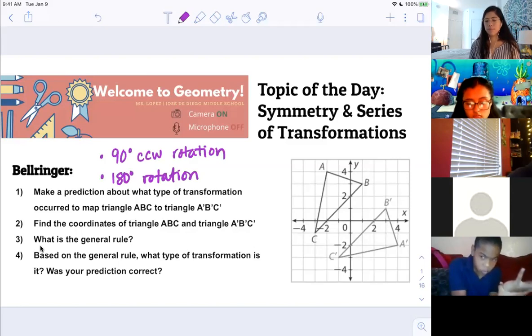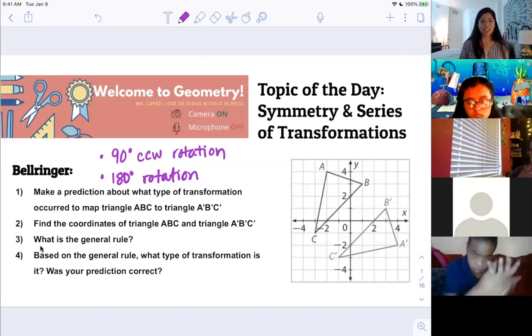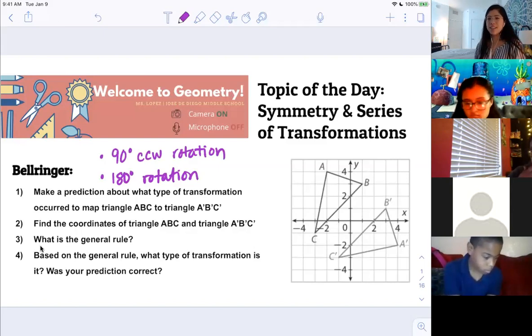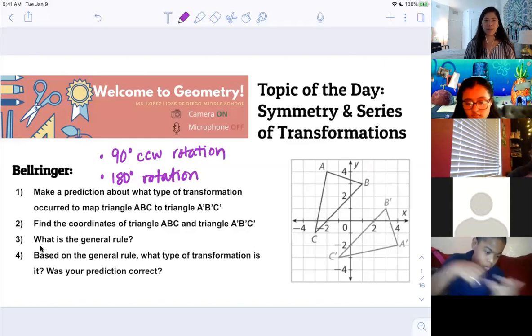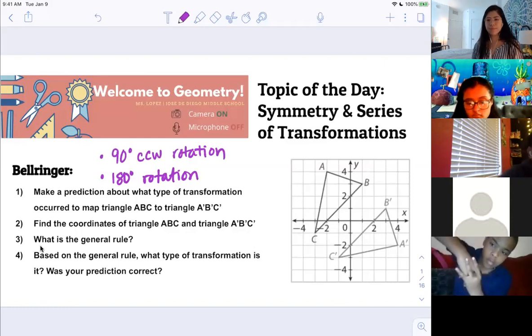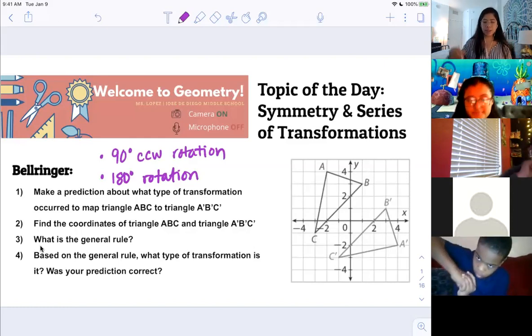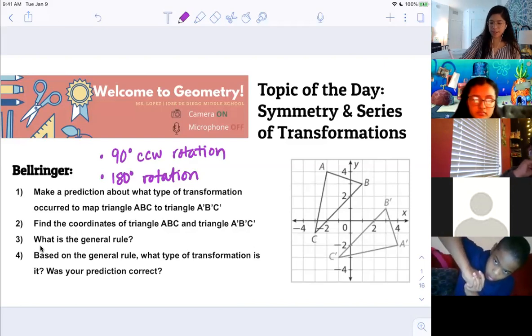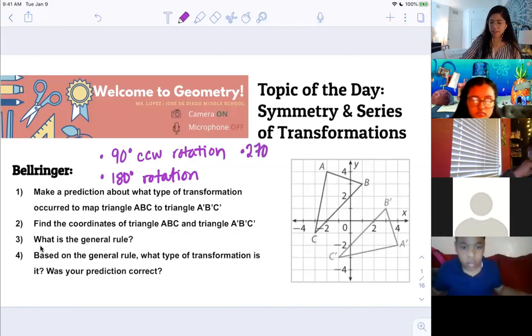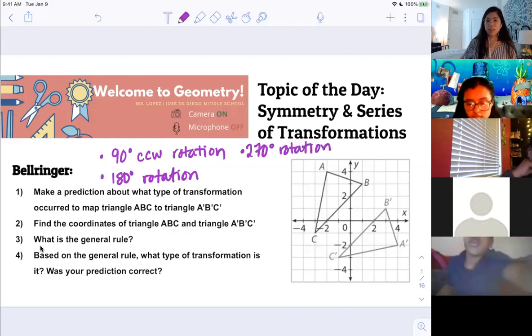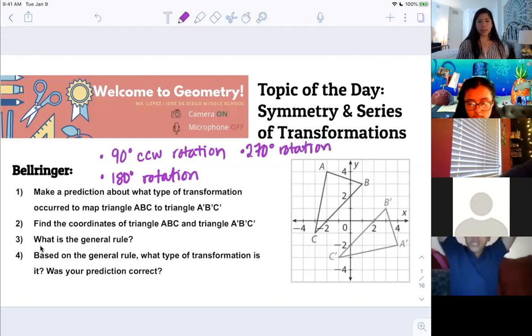360. How do you know it's not 360? You cannot guess 360, because the 360 always ends up in the same place, so there would only be one image. 270. Okay, 270. Now we're just guessing everything. Okay, anyone else? Anything different?